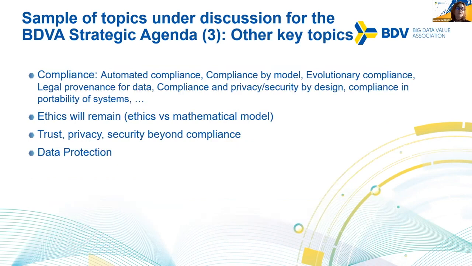Also very important is everything related to compliance, as data and AI are now under strong regulations, so tools for compliance are very important. You see the communities discussing a lot about automated compliance, compliance by model, evolutionary compliance, so many different aspects, technical and non-technical, that are important for us. Ethics is becoming more and more important, and definitely trust, privacy, and security beyond compliance, still it is there.